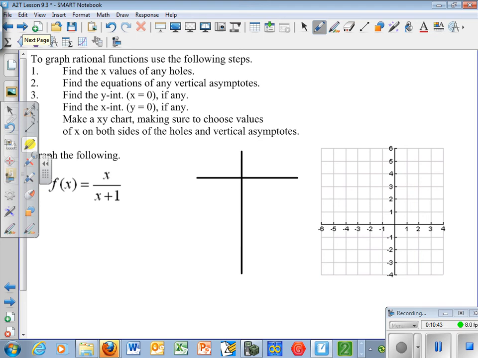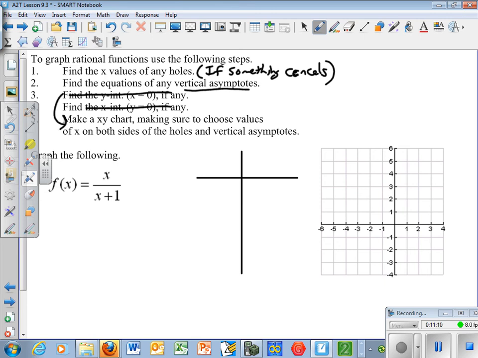To graph rational functions, use the following. Now, find the x value of any holes, if there are any. That's only if something cancels. So we're going to write that here, if something cancels out. In other words, a factor cancels. Find the equation of any vertical asymptotes. That's what makes the denominator 0. We're actually going to involve all this in the xy chart.